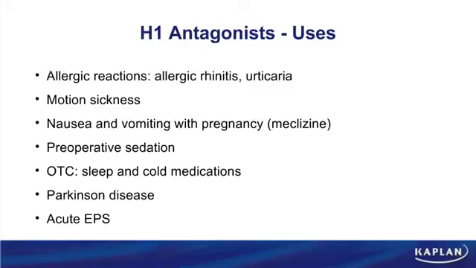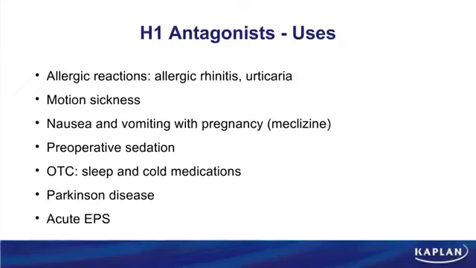When you review the uses for the histamine H1 blockers, I want you to think about whether or not it's a first-generation effect, a second-generation effect, or perhaps both. When it comes to treating allergies, either first or second generation drugs can be useful. But if you're going to use one of these drugs for motion sickness, it has to be first generation. For nausea and vomiting, it has to be a first generation drug. In fact, meclizine is useful for nausea and vomiting in pregnancy. For preoperative sedation, that's a first generation. Over-the-counter sleep aids, that's first generation, but if it's an antihistamine found in a cold medication, either a first or a second generation drug would be useful.